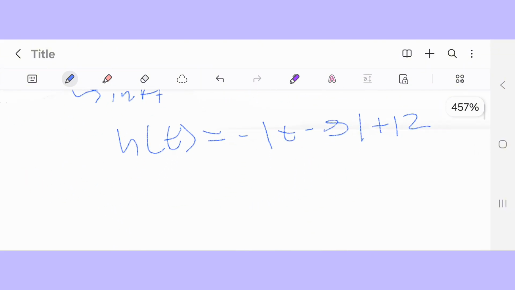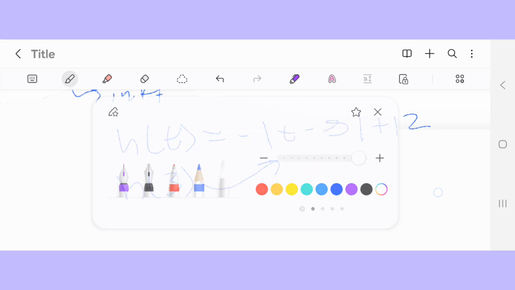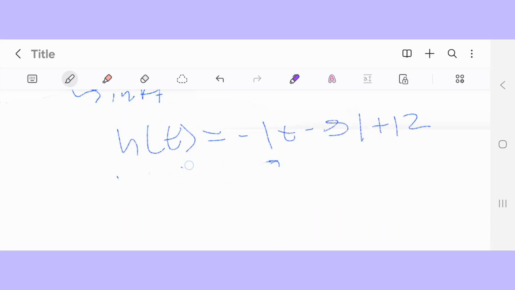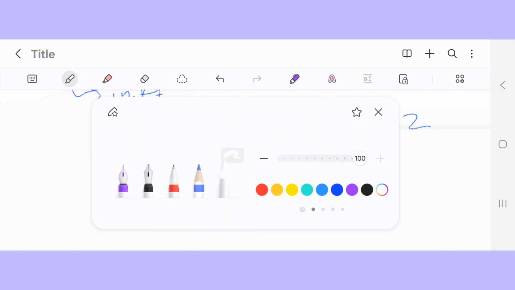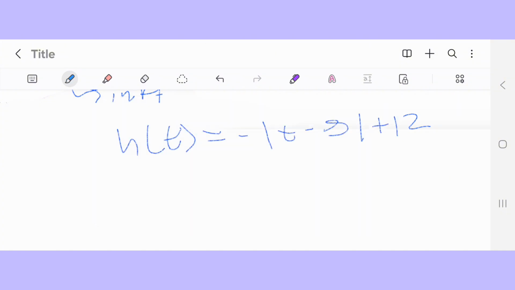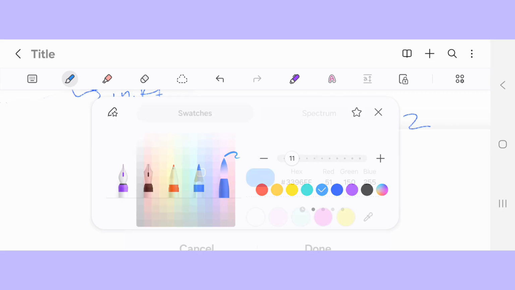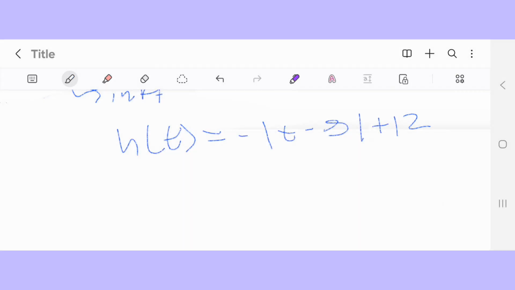And we know that for h of 3, we're just going to plug in 3 for our t value. I'm actually going to use a different color just because I want something different. So I'm just going to replace this right here with the number 3. Okay, and now we're going to solve for that.